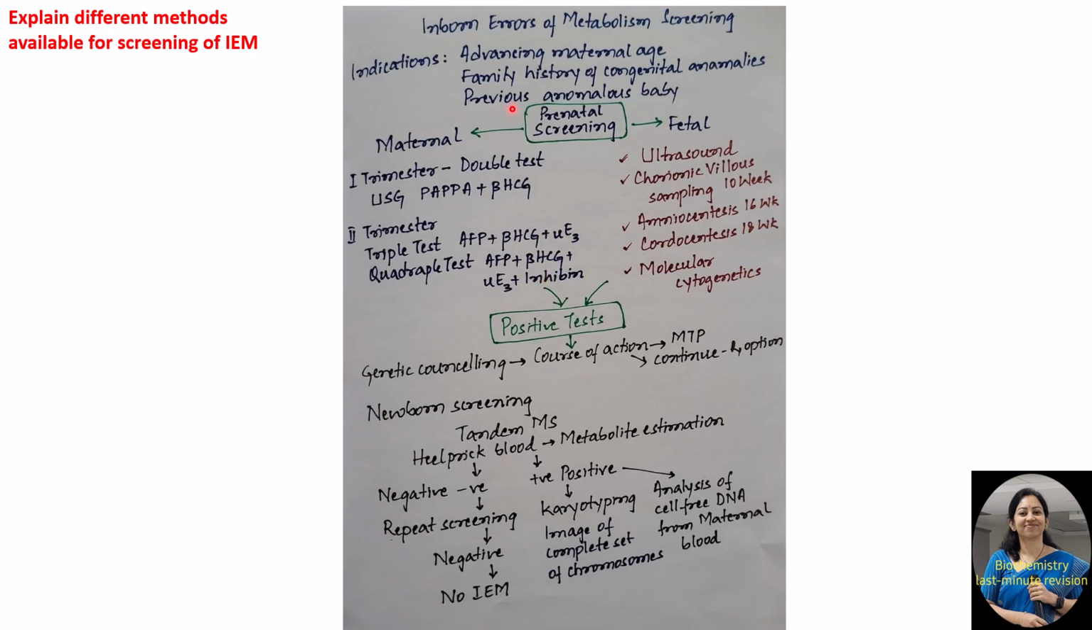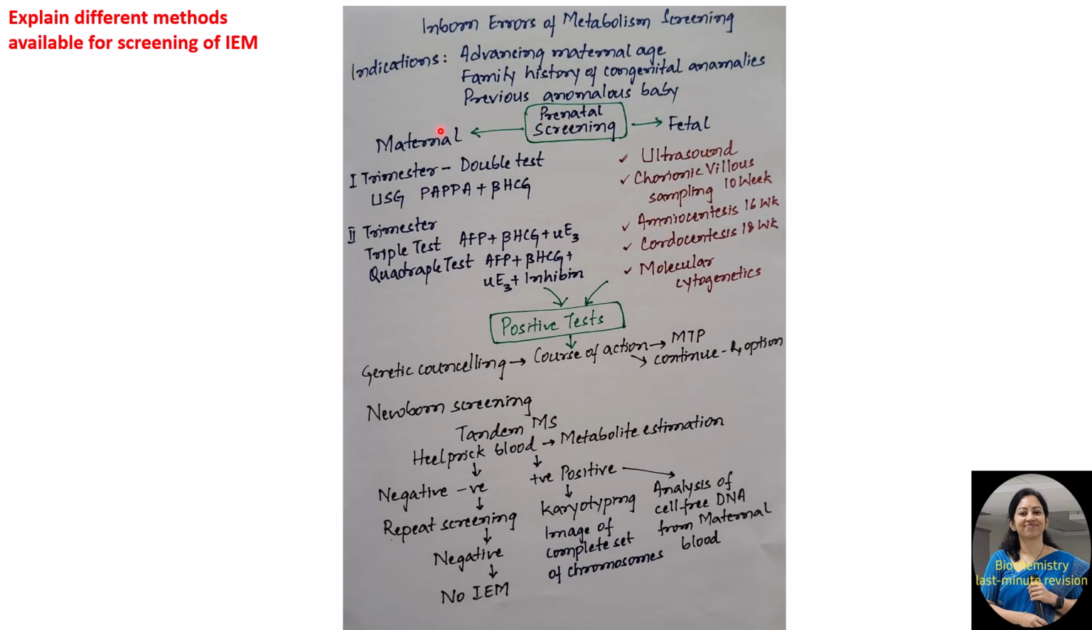Now, what are the indications for maternal and fetal, or prenatal, screening? These indications include advancing maternal age, more than 35 years, family history of congenital anomalies, and or a previous anomalous baby. So these are the three situations or conditions where prenatal screening is done. This prenatal screening is of two types. We can either screen the mother, or the fetus in the uterus can also be screened.